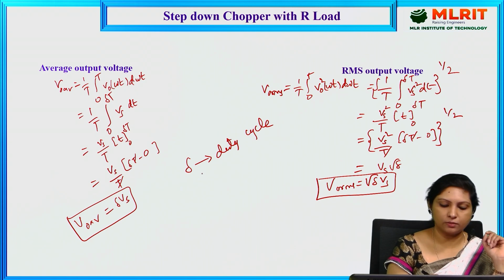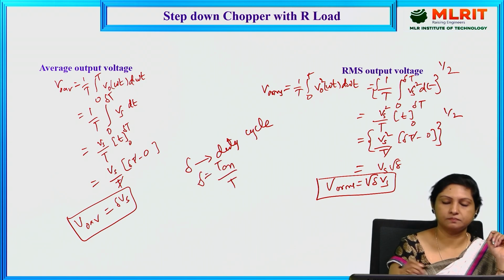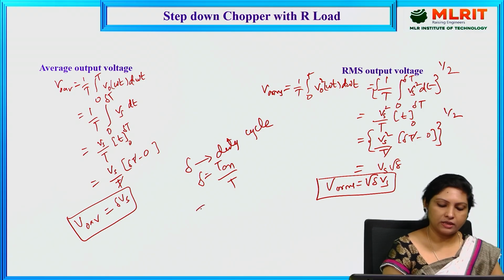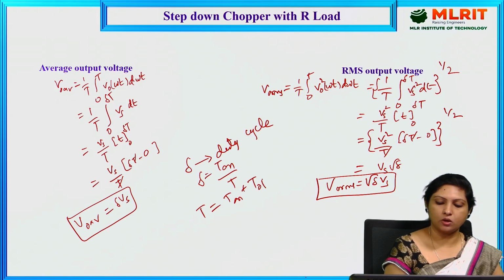and it is given by the formula delta is equal to T on by T, where T is the total time period. It includes the on period plus the off period of the chopper, which is the total time period of the chopper.